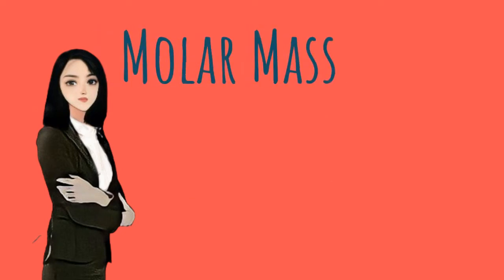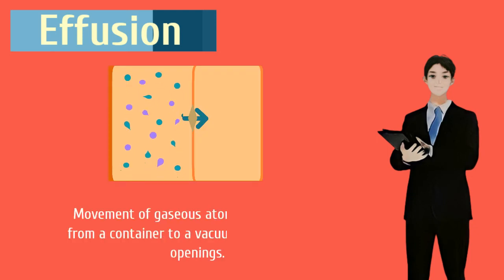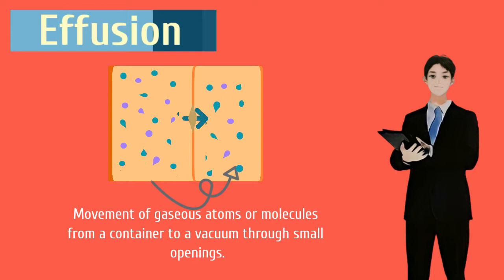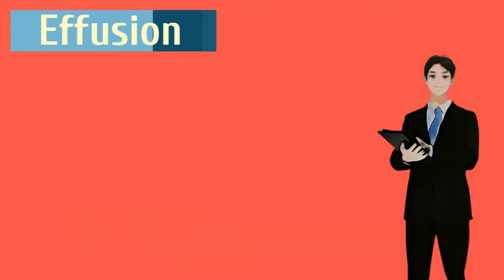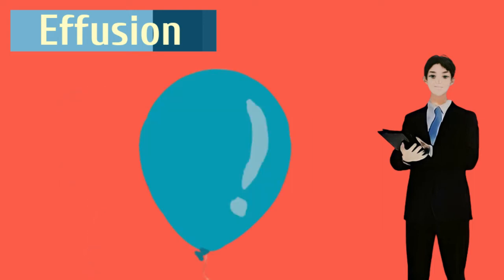Molar mass, also referred to as molecular weight, is the sum of the mass of the substance per mole. We already know what gas and molar mass are. How about effusion? Effusion refers to the movement of gaseous atoms or molecules from a container to a vacuum through small openings. For instance, after inflating a balloon with gas, it will slowly shrink after some time. This is because the gas molecules present in the balloon escape through its pinhole.